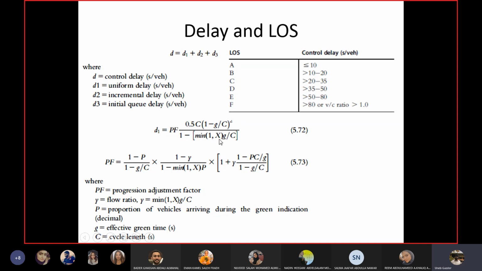Now you would say that I just told you that if X, the V by C ratio, is more than 1, then we don't need to find out the level of service. Level of service is F. Then why are we putting this condition over here? Yes, level of service will be F, but you may still be required to calculate the delay. Then you will calculate delay as D1 plus D2 plus D3.